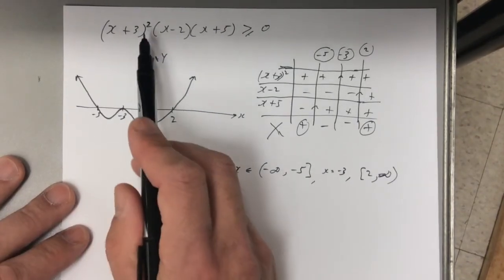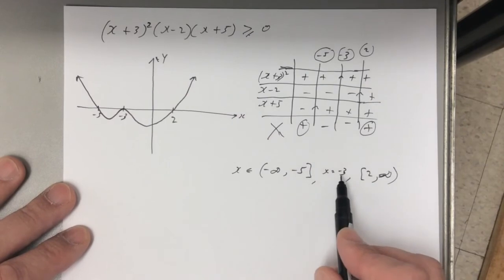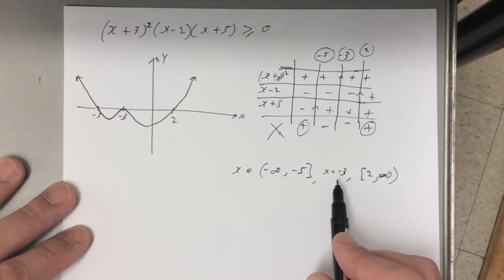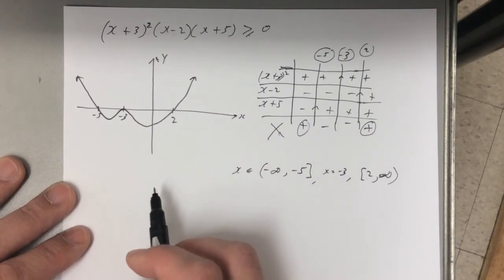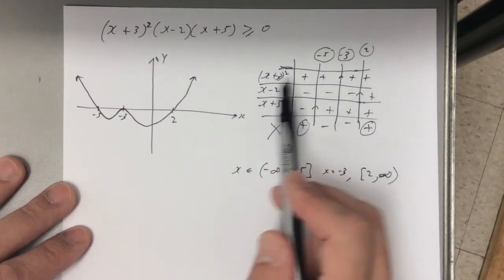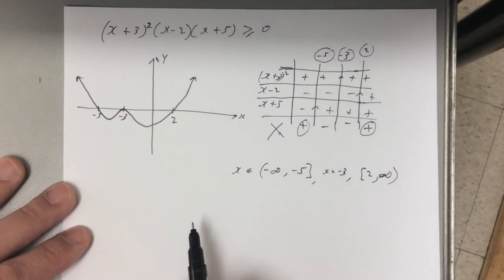Okay, so that's what happens when you have a squared piece. You might get a single number in there. Okay, so if you have a cubed one, it's going to go through with a twist, but it's going to be just like a linear. And this is basically what you're going to be doing with polynomial inequations.